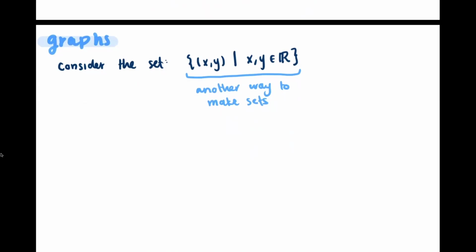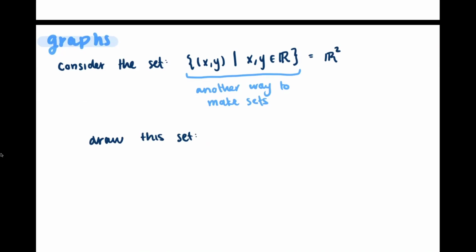Okay, so let's think about this set. We're taking the set of ordered pairs of two real numbers. I can draw this in the following way, so let's draw a picture. By the way, we usually write this as R squared, because it's like taking two real numbers. Okay, so how do we draw this as a picture?